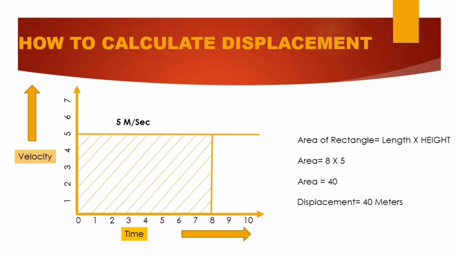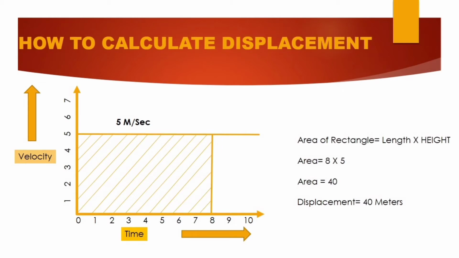We can calculate the same by plotting velocity against the time. Here, velocity is 5 meters per second and the time duration is 8 seconds. Let's try to find out the area under the velocity graph for the time duration. So here, we have to find out the area of the rectangle. Area of rectangle is product of length and height.